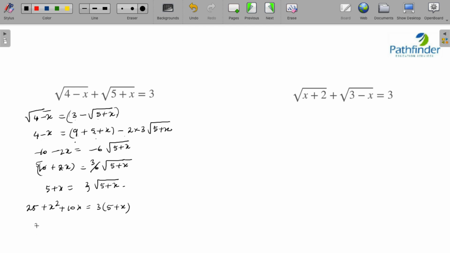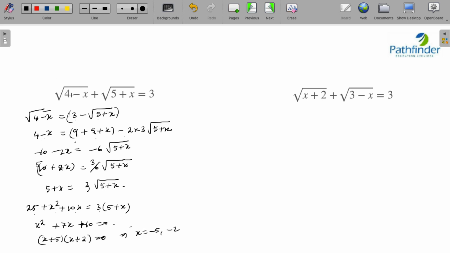What next? You get a quadratic equation. x square, 10x and minus 3x will give you plus 7x, and 25 minus 15 will give you minus 10 is equal to 0. Will it be minus 10 or plus 10? It will be plus 10, I think. So yeah, plus 10. So if you solve this equation, you will get (x plus 5) into (x plus 2) is equal to 0, which means x is equal to minus 5 or minus 2. Again, we have transformed the equation.